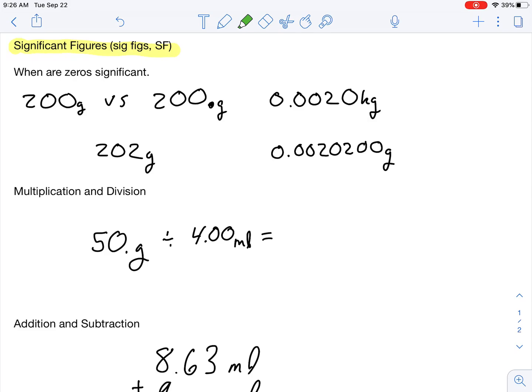So, all the values that we use in our calculations in chemistry come from measurements. And depending upon how you measured that value, you have a level of significance that you can use in your calculations. So, we have to figure out what values are significant and what values are not significant. And it all depends on how you write them.